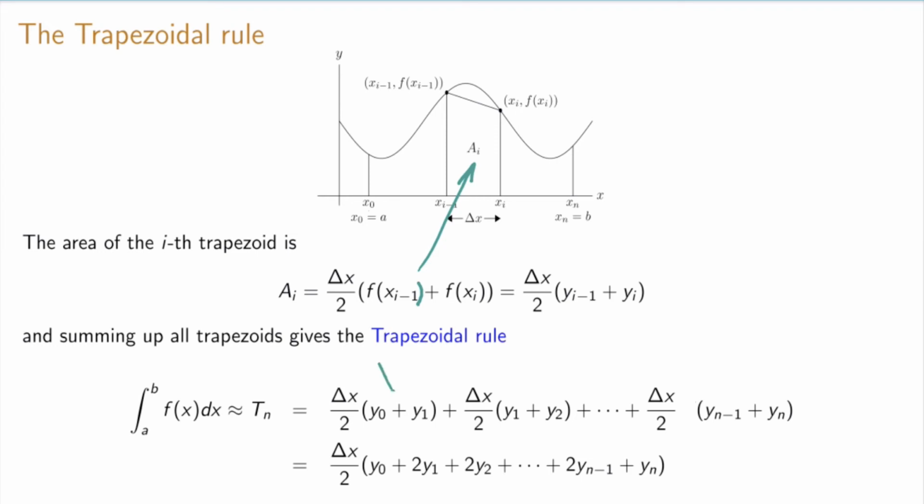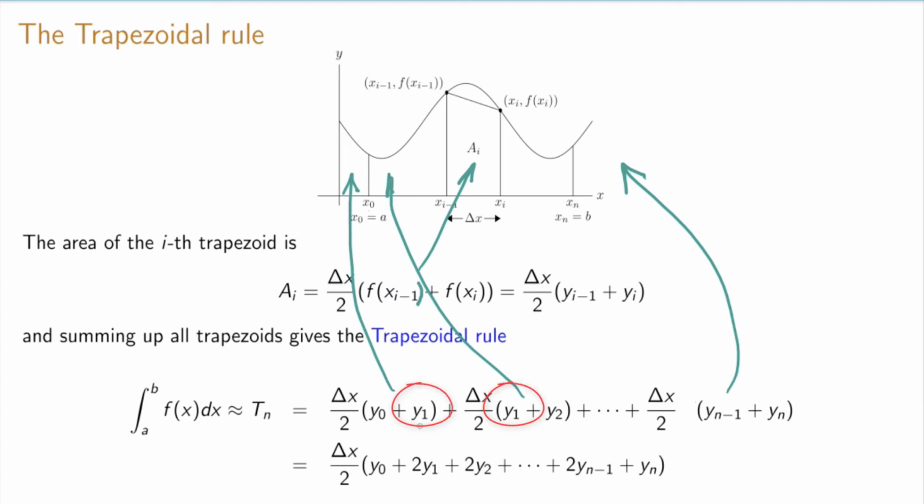So then this one would be the first one right here, this one would be the second one, and so on, and this one would be the last one. And then you see between the first one and the second one, you have the term y1 appearing twice. It appears here and here also. So I can combine this into a 2y1. And same for y2 appears twice, and so on. Only the first one, y0, and the last one, yn, appear only once. But they do appear. We are not forgetting any of the points, like we did for the right or for the left point rules.